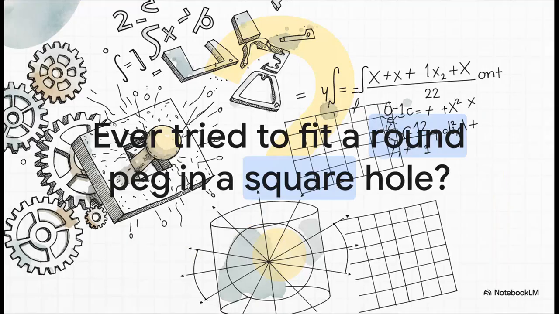Let's get into it. Have you ever tried to fit a round peg into a square hole? It's awkward. It's clunky. You're just forcing something that clearly doesn't belong. It just doesn't feel right. Well, believe it or not, that's a perfect analogy for what we sometimes do in calculus.